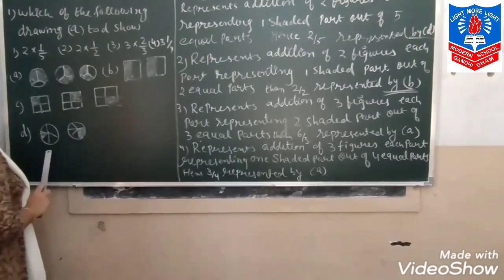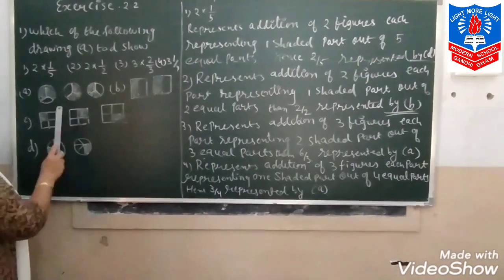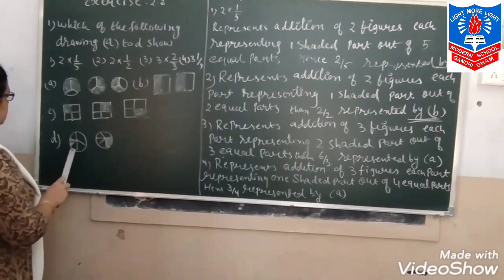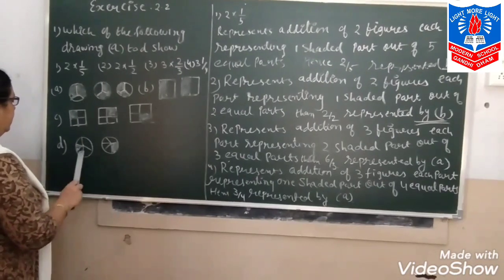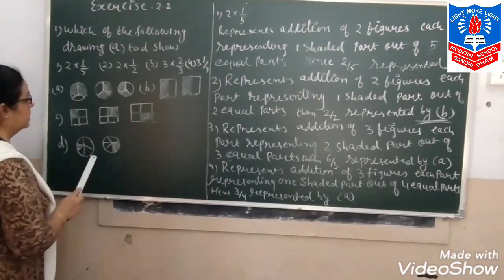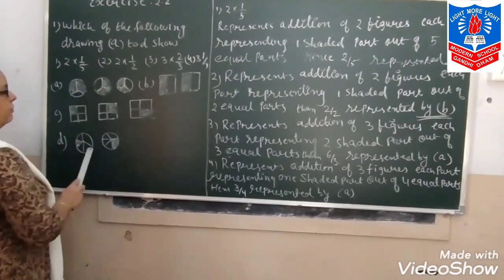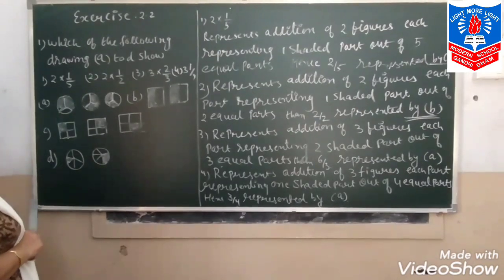Here is our figure D. See how many figures? 2 figures. And this is divided into 5 parts: 1, 2, 3, 4 and 5. And one shaded part. So 1. So 2 by 5 is represented by figure D.